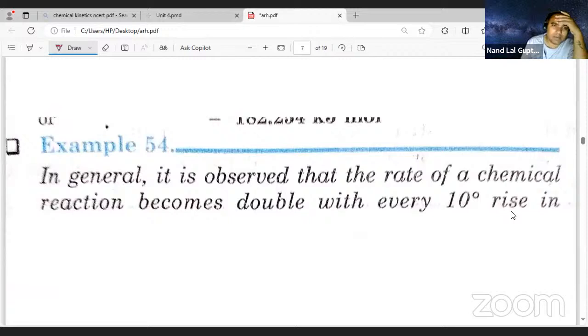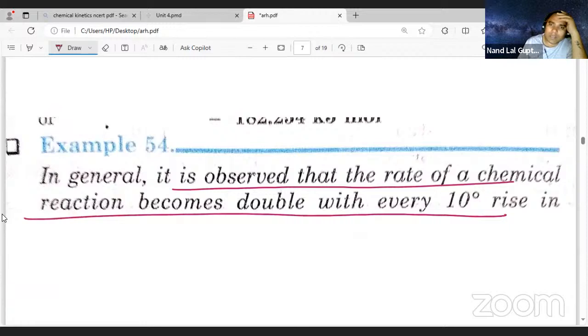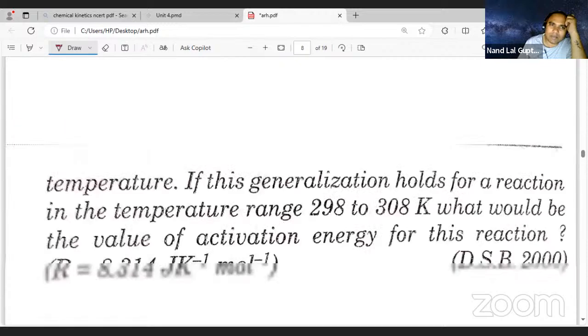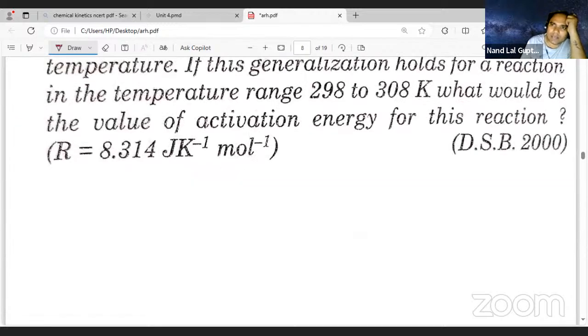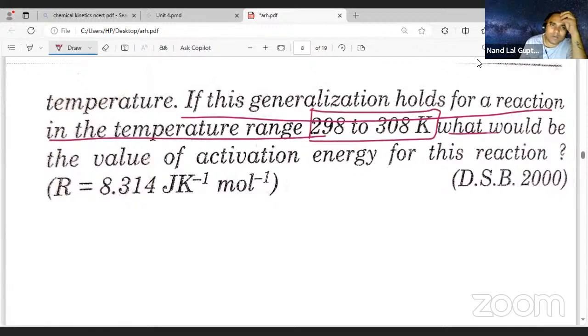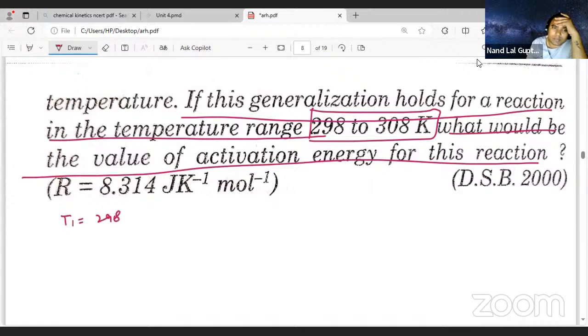They are saying, in general, it is observed that the rate of chemical reaction becomes double for every 10 degree rise in temperature. If this generalization holds for a reaction in the temperature range 298 to 308 Kelvin, what would be the value of the activation energy of the reaction? They have given T1 equal to 298 and T2 equal to 308.